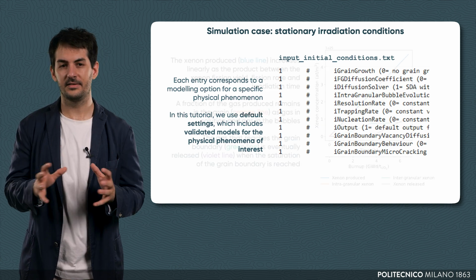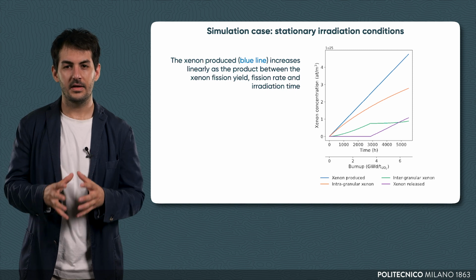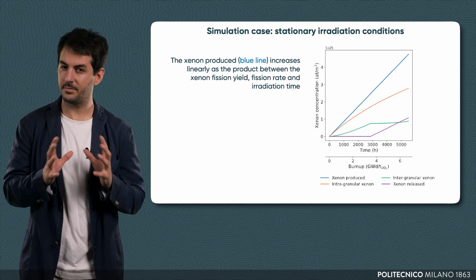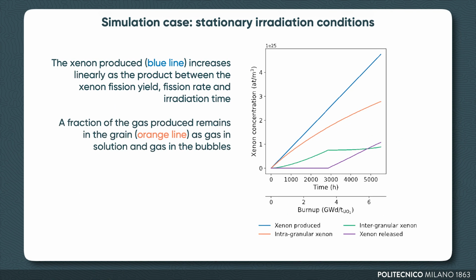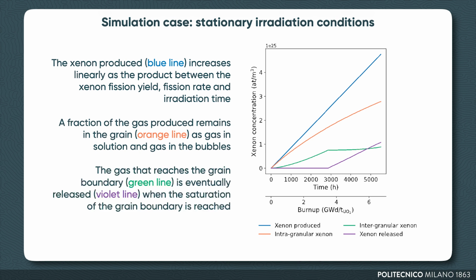Let's look at the results. The xenon produced increases linearly over time as expected. A portion of the produced gas remains trapped inside the grains, either in solution or in intragranular bubbles. Another fraction reaches the grain boundaries and accumulates. Once the grain boundaries saturate, fission gas release begins.